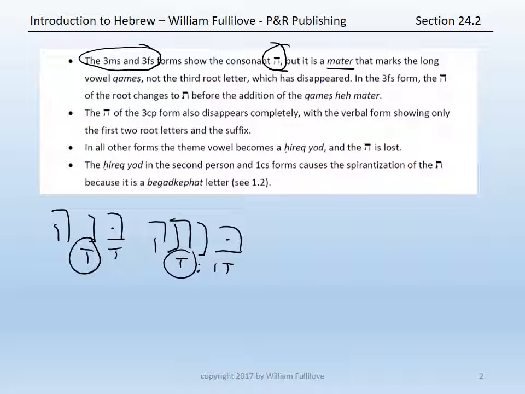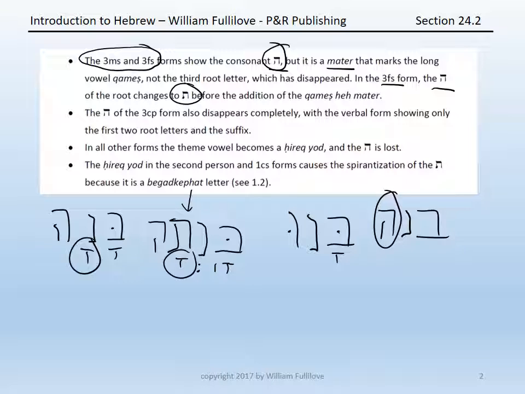However, it is a mater marking the long qamets vowel in each form. The third root letter, the hey of the third hey in the root, has disappeared. In the third masculine singular form, it is simply gone. In the third feminine singular form, the hey from the root has changed to the tav that precedes the mater, banata. Likewise, in the third common plural form, banu, the hey of the root, remember the root form we list in the lexica as bana, has disappeared completely. The verb shows only the first two root letters plus the suffix.